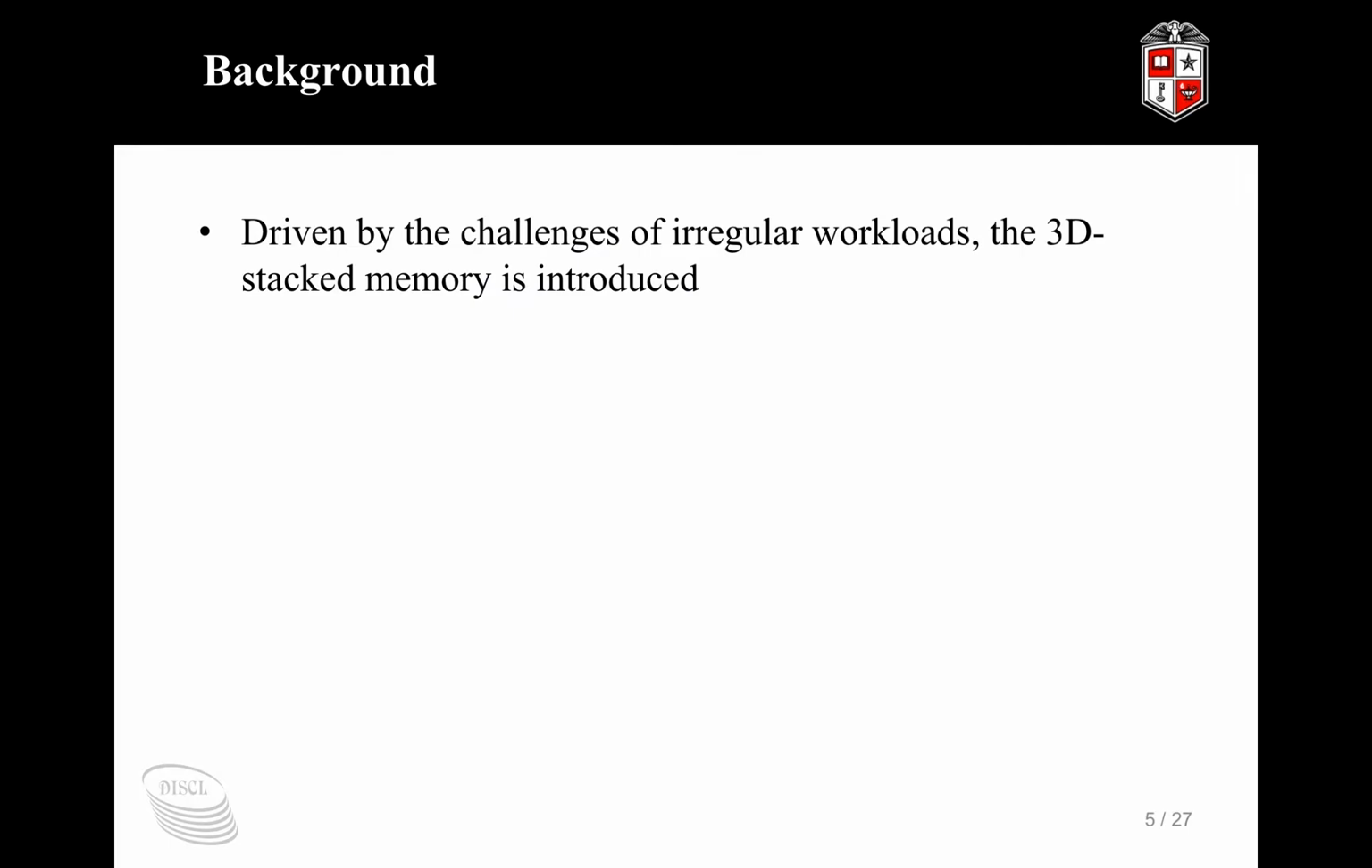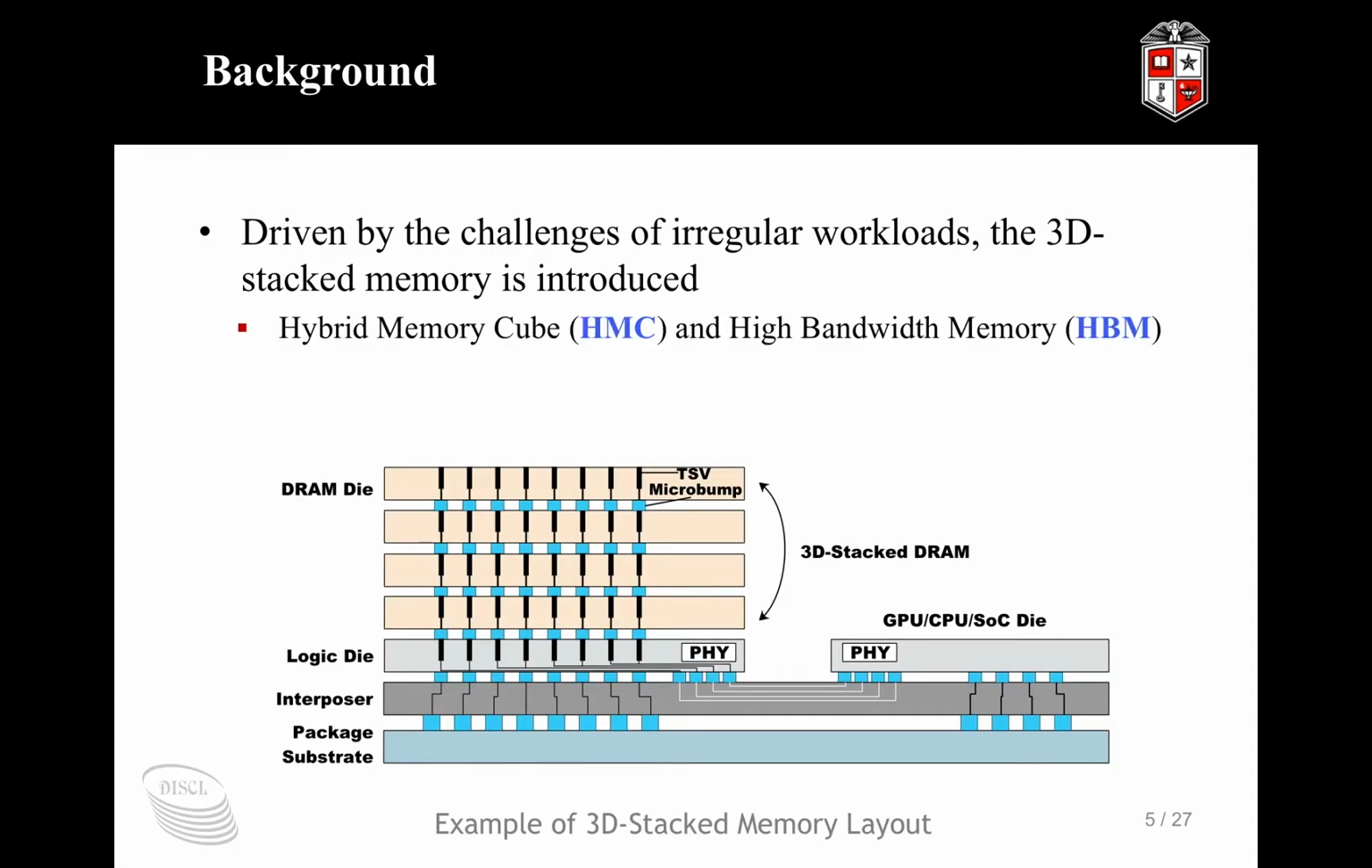Driven by the challenge of irregular workloads, the 3D stacked memory was introduced. As we can see here, this is an example layout of the 3D stacked memory. On top are multiple DRAM dies stacked over the logic die, which is the memory controller of the 3D stacked memory. The 3D stacked memory relies on thousands of high-speed TSVs to transfer the data across different DRAM dies, so they can provide a sufficient amount of internal bandwidth. They also use high-speed links between the processor die and the 3D stacked memory die to provide a sufficient amount of bandwidth.